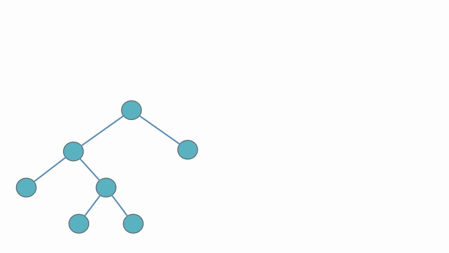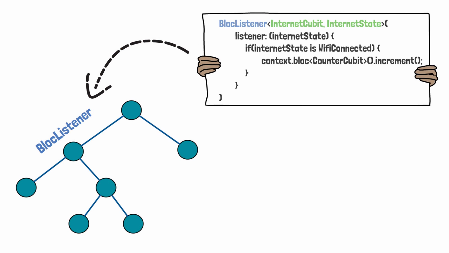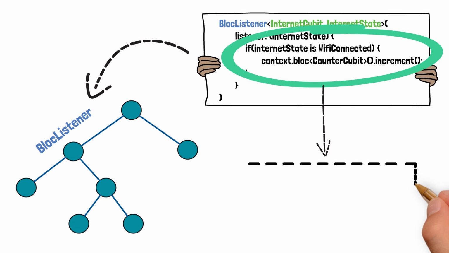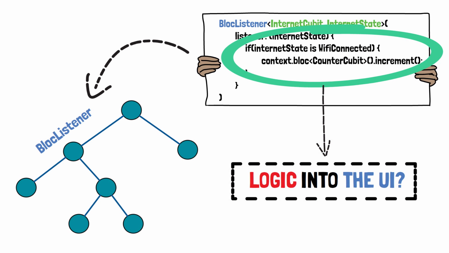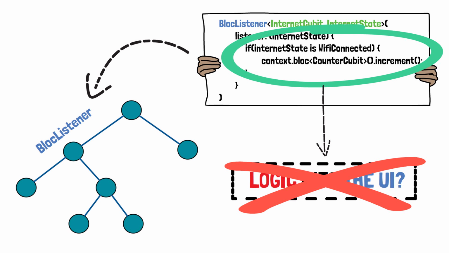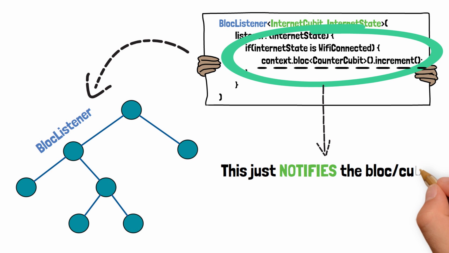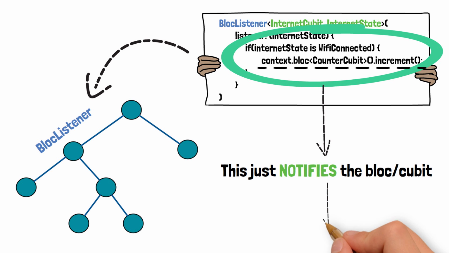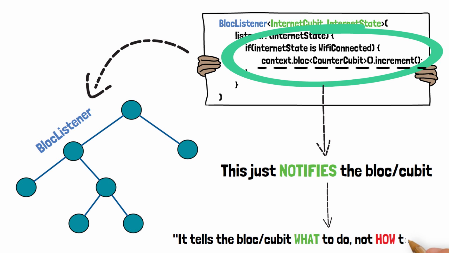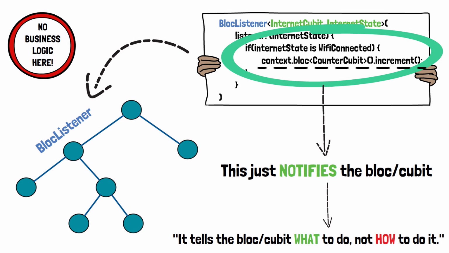At first glance, since the BlocListener is a widget and must be placed inside the widget tree, you may feel like doing something in response to a state change inside the UI introduces logic inside the UI, therefore violates our architectural principle of isolating the logic from the UI. This is wrong, because calling a new cubit function or adding a new bloc event isn't related to the logic of the app. It's just a notifier on what the bloc or cubit should do. It's just notifying the bloc what to do, not how to do it. Hence, using the BlocListener widget in order to do something in response to a state change isn't related to logic. Okay, let's get into the coding part of this method.